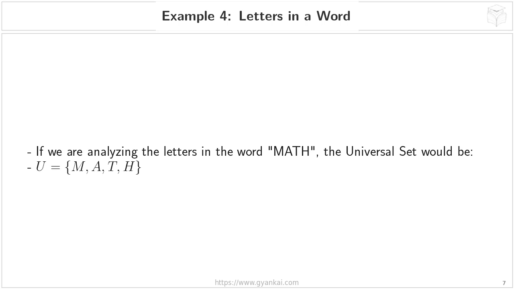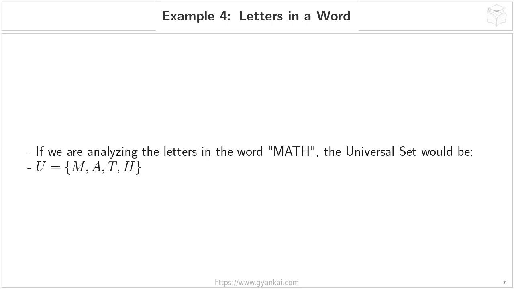So we define our universal set, denoted by capital U, as the set consisting of M, A, T, and H. I'll say that out loud for you. U equals the set containing M, A, T, H. Notice that this universal set is very limited. It only includes the letters that appear in the word math. If we were analyzing a different word or a sentence, our universal set would change accordingly.